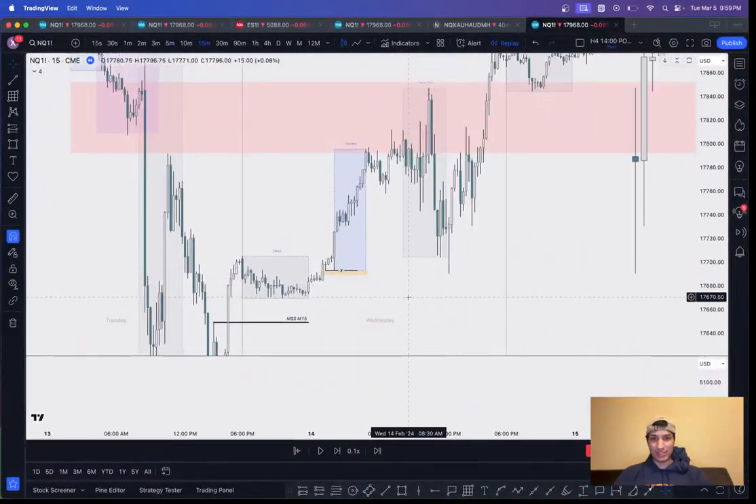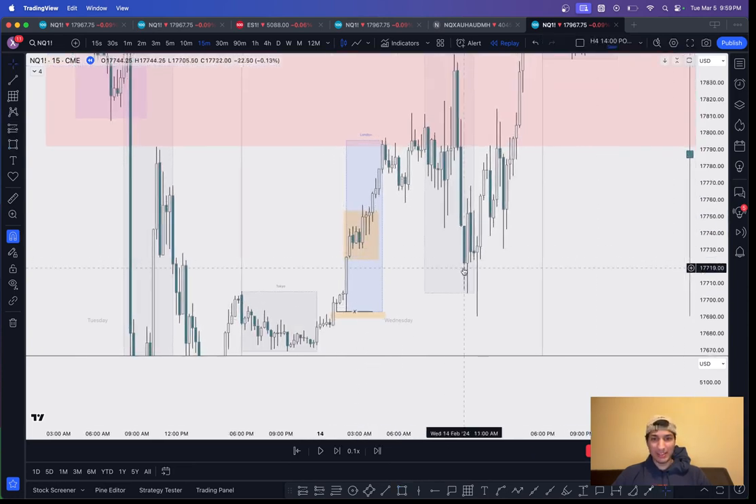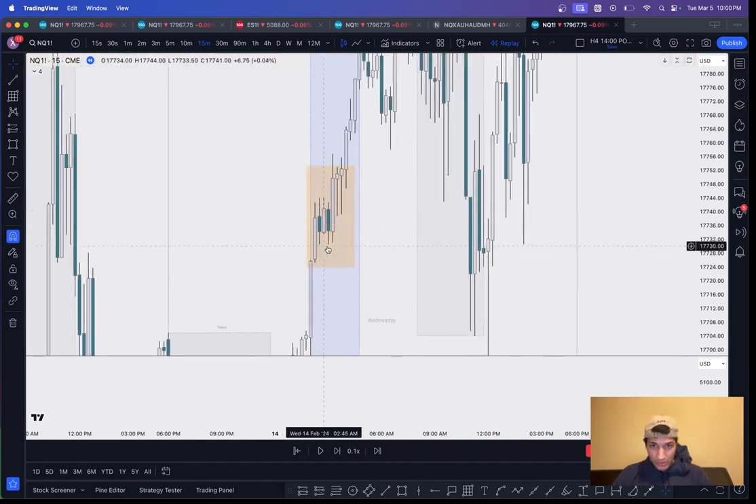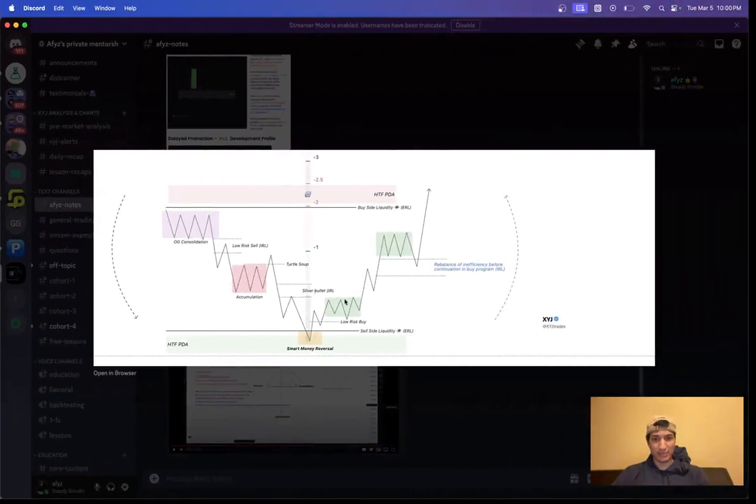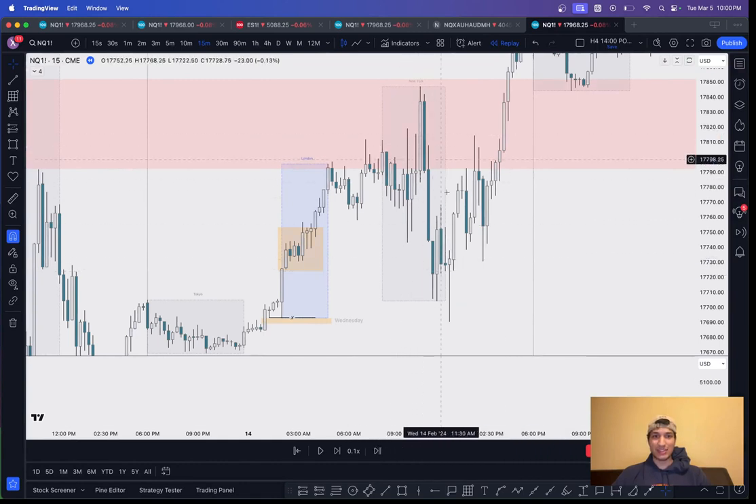So in this case, you can see we have a really nice reaccumulation in here, right? But there's no PD array engaged, unfortunately, for us to get involved, is there? Nope, we don't sweep the low, so there's nothing to get involved in this first phase accumulation. Now let's see if we get a second phase accumulation entry. That's going to be in the New York session.